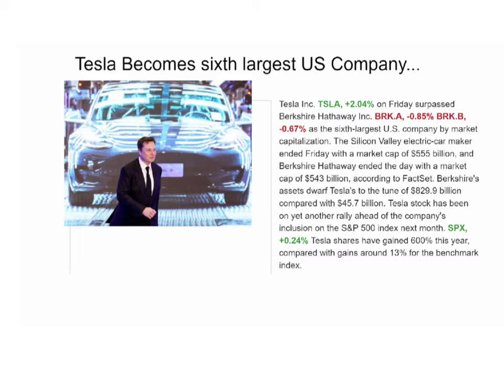Just an FYI, as of last week, Tesla has become the sixth largest U.S. company. The Silicon Valley electric car maker ended Friday with a market cap of $555 billion, and Berkshire Hathaway ended the day with a market cap of $543 billion. Berkshire Hathaway was the former sixth largest U.S. company. So, Tesla is growing. Just an FYI.